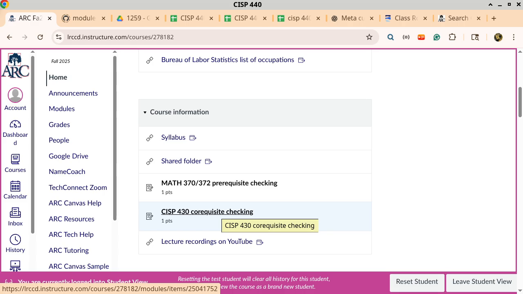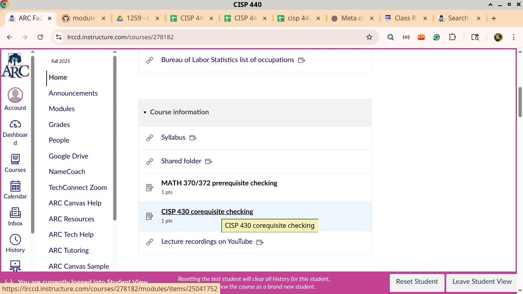Do we have any questions about the Math 372 prerequisite or the CISP 430 co-requisite? You probably want to take these two in the same semester or take them in sequence, which is 430 first and then 440. Well, it is enforced. So if you are not in CISP 430, see if you can get into one of the sections of the entire district. It doesn't have to be the ARC version.